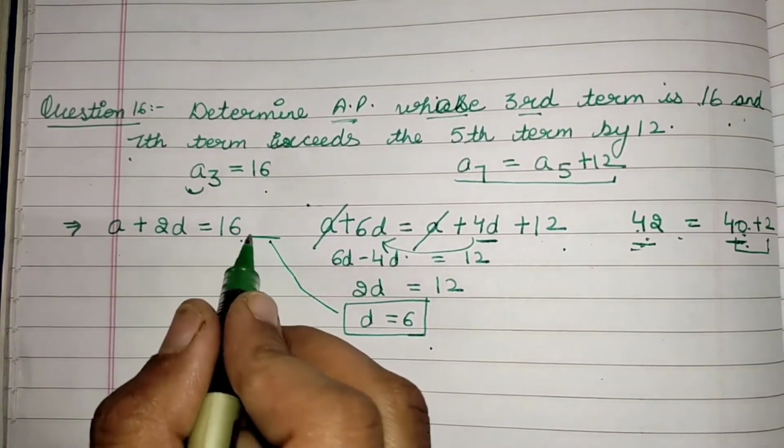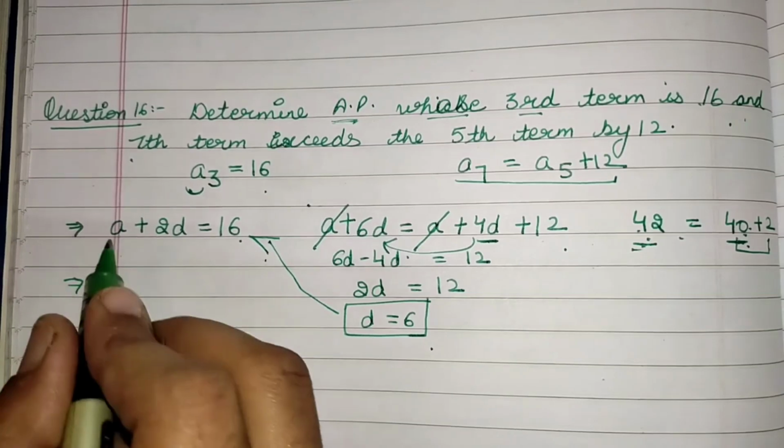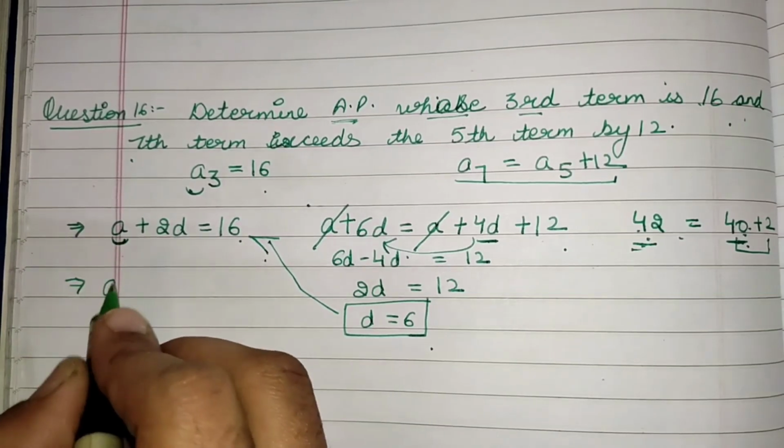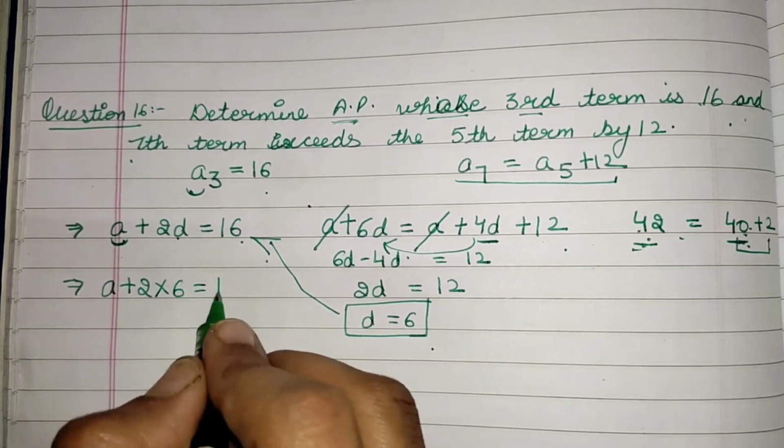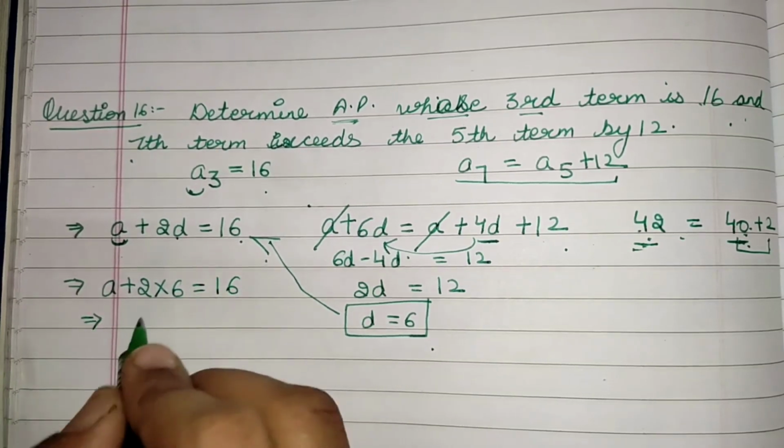Now put this value in this equation and we will get the first term of the AP: a plus 2 into d, which is 6, is equal to 16.